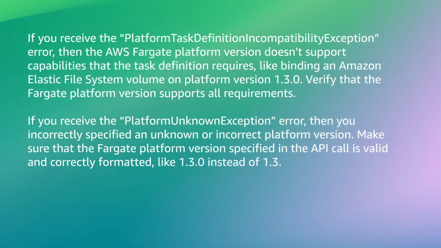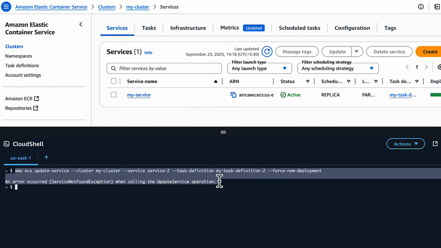If you receive the platform unknown exception error, then you incorrectly specified an unknown or incorrect platform version. Make sure that the Fargate platform version specified in the API call is valid and correctly formatted, like 1.3.0 instead of 1.3. The service not found exception error occurs when the specified service name doesn't exist in the cluster. To resolve, list all of the services again to verify the name.